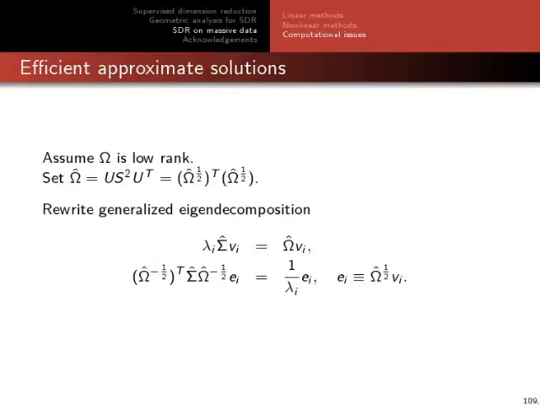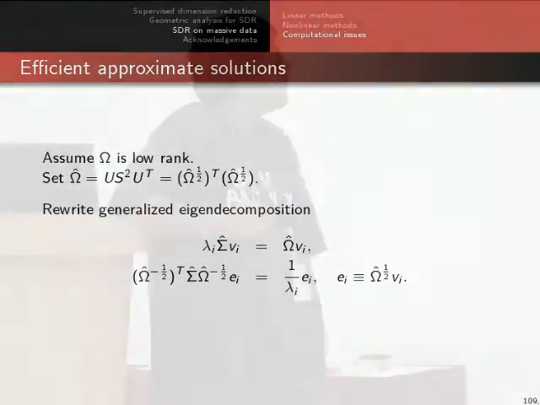Now we're going to assume that this omega hat, the covariance of the inverse regression, is low rank. If it's not low rank, then there's not going to be a low dimensional projection that's relevant. So then what do we do? I can basically do an SVD of it, and then break it up into two different parts.